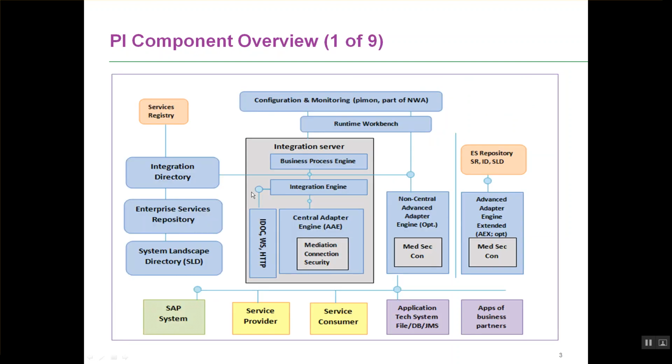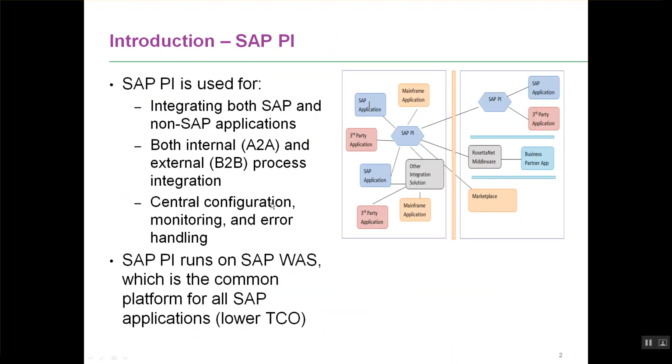What do I mean by A to A integration? A to A integration is nothing but application to application integration. Just look at this box. Assume that these are all the applications within one particular customer's landscape. All of these applications within the customer's landscape talking to each other is called application to application integration. What you see here is a firewall.